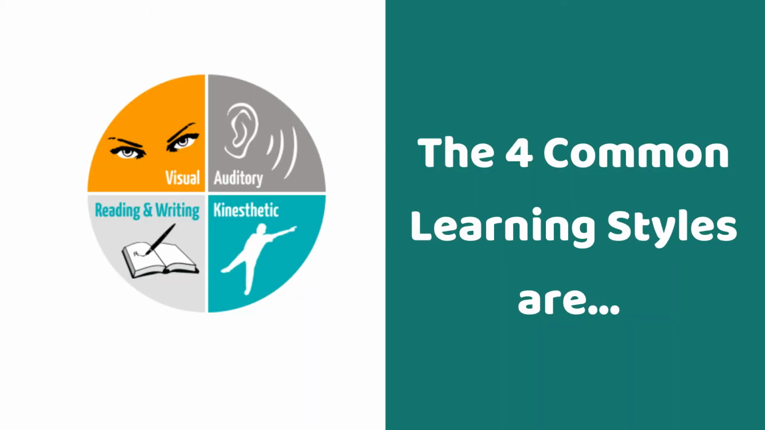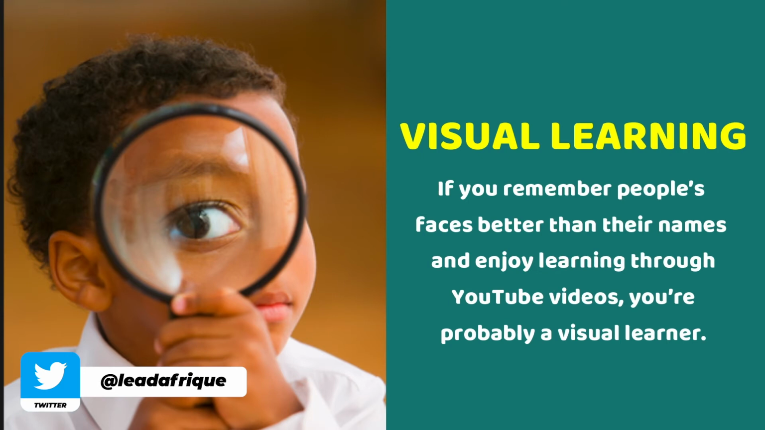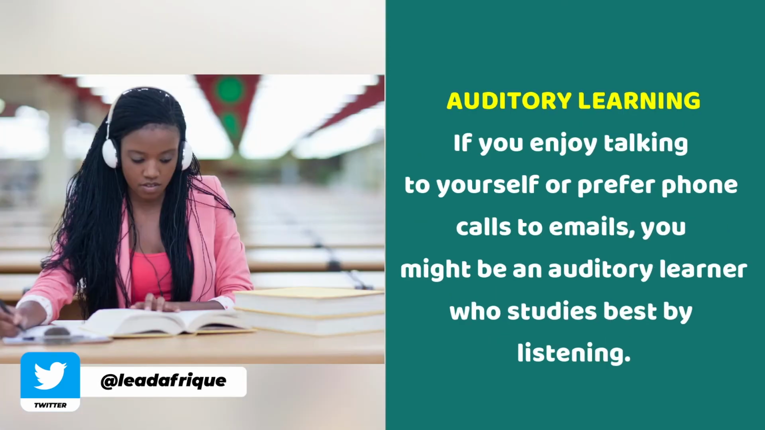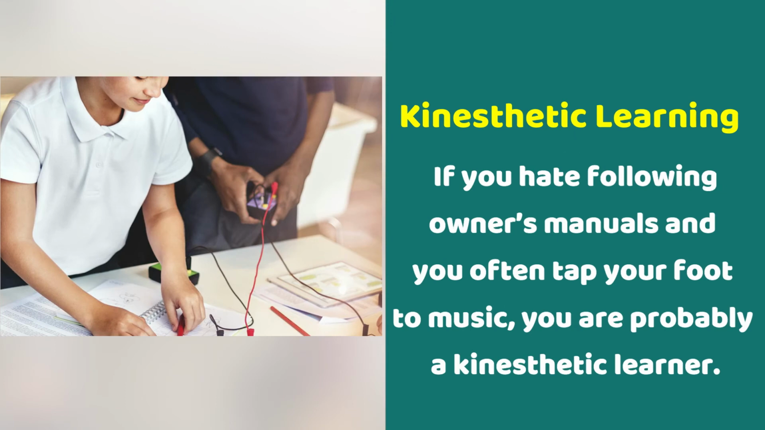The 4 common learning styles are visual learning, auditory learning, kinesthetic learning, and read or write learning. If you remember people's faces better than their names and enjoy learning through YouTube videos, you are probably or at least partially a visual learner. If you enjoy talking to yourself or prefer phone calls to emails, you very well might be an auditory learner who studies best by listening. If you hate following owner's manuals and you often tap your foot to music, then you are probably a kinesthetic learner, which means that you learn best through physical activity.